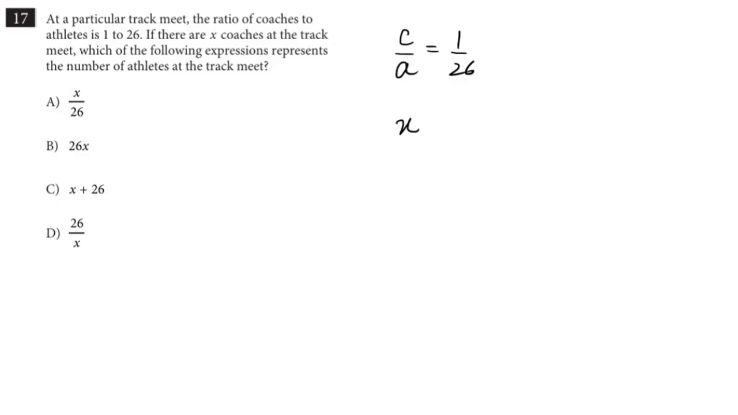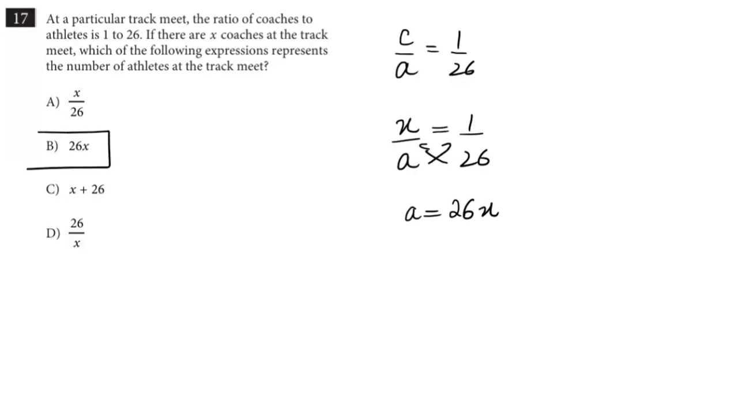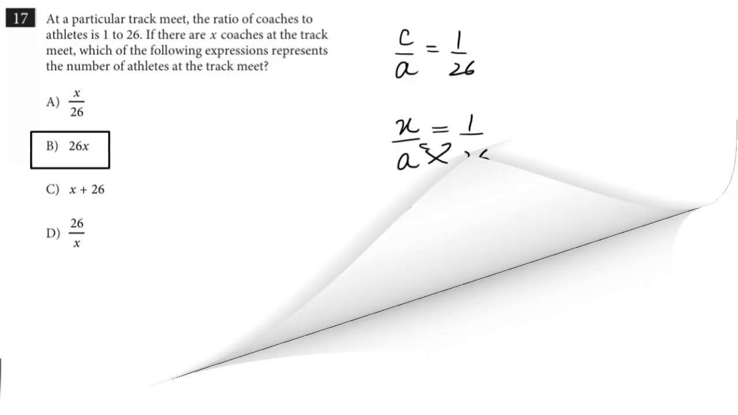So coaches is x and athletes, we don't know. It's 1 over 26. Just cross multiply. So athletes will be 26x. So B is the correct answer.